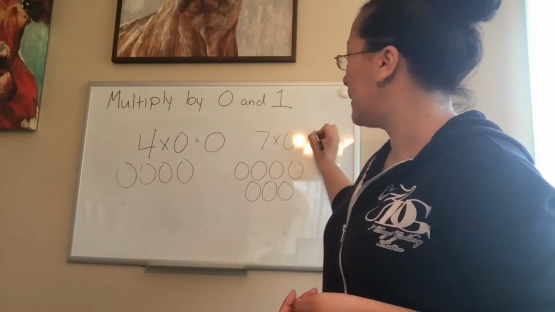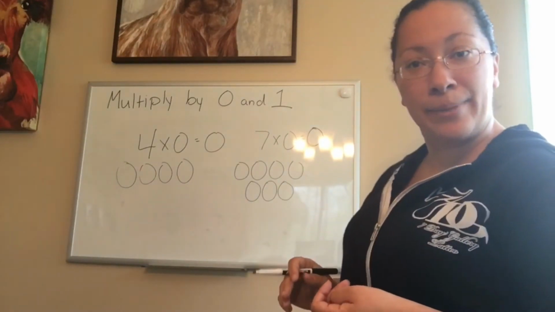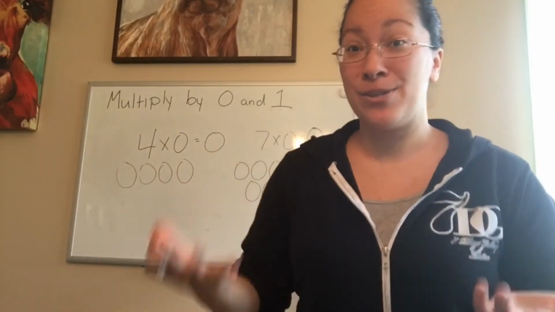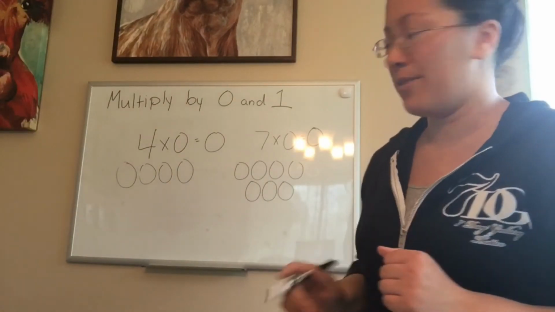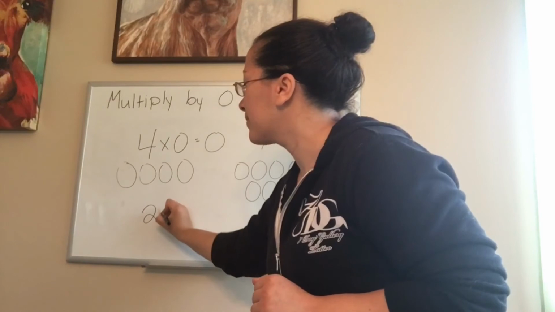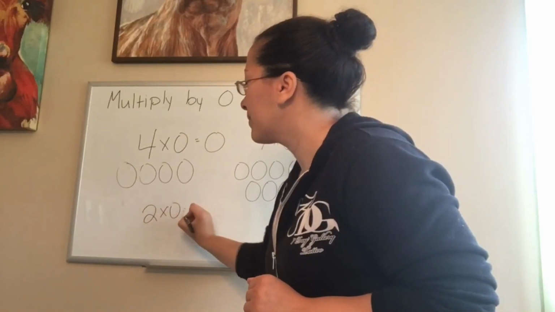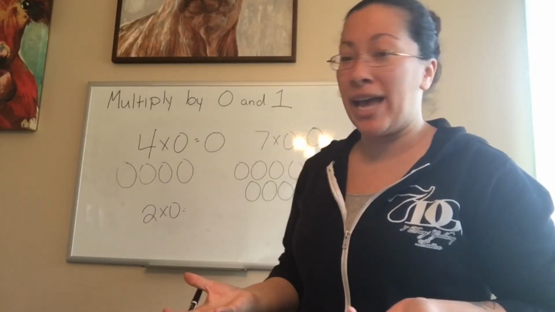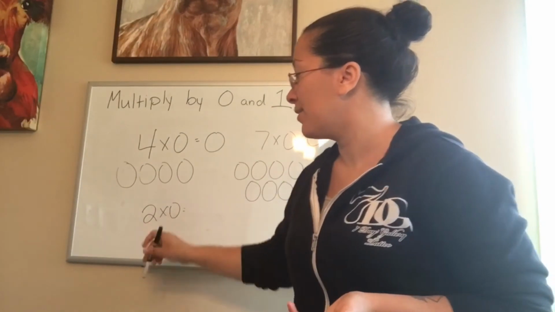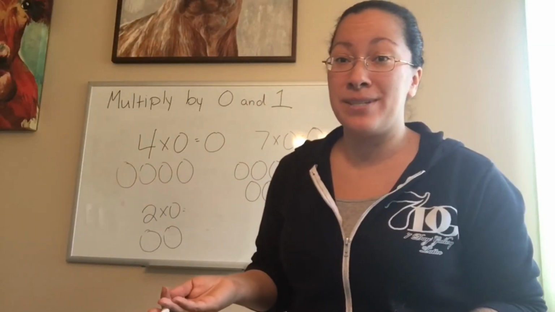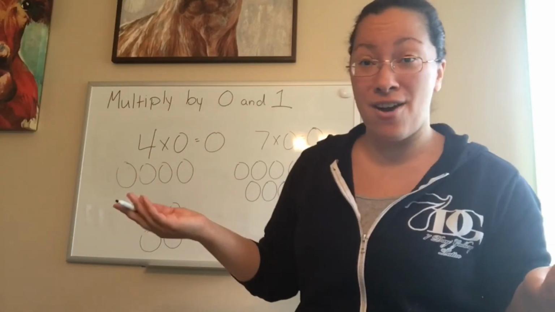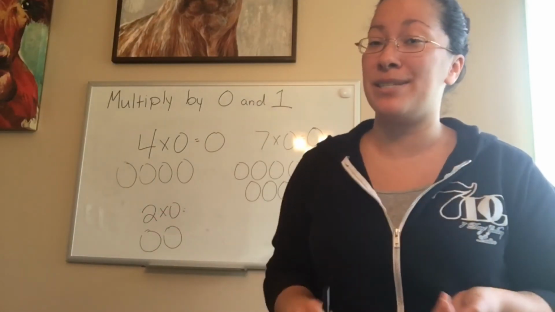I know it's a little hard to see because of that glare, but it'll be okay. All right, let's do another one. Let's see if we can see another pattern that's emerging. Let's do 2 times 0. I set it up the same way. 2 groups of 0. So here's my 2 groups. I don't have anything to put in my groups, so do I have any items to count? No, I don't. So that means 2 times 0 is 0.